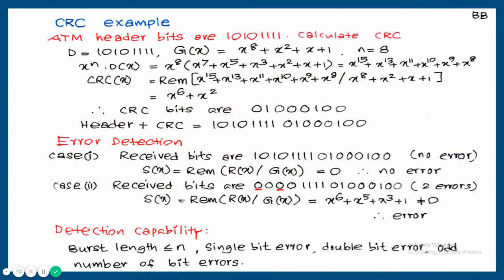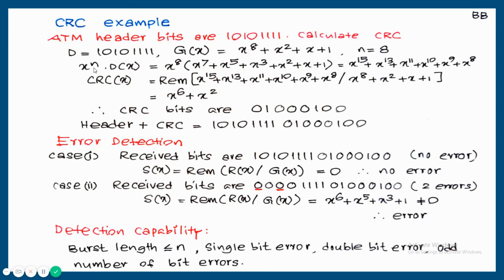I am showing one example of how to generate those CRC bits. ATM header bits are 10101111. Calculate the CRC. So D is written here, and we should know what generator polynomial is used for this application. The generator polynomial is x raised to 8 plus x squared plus x plus 1. So try to remember the list of generator polynomials used for different applications. G of x is x raised to 8 plus x squared plus x plus 1. So the number of parity bits, n, is equal to 8.